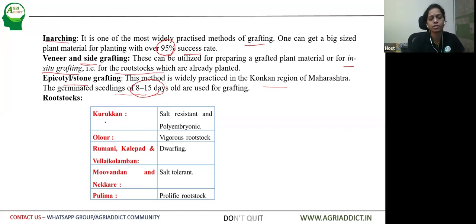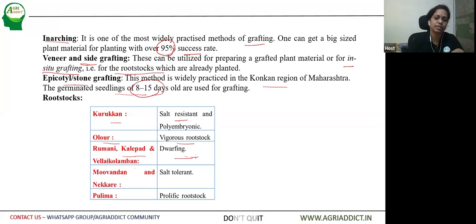And then the rootstocks. Earlier we have mentioned the different species used as rootstocks. Now we'll see the different varieties like Kurukkan, which is salt resistant and polyembryonic. Then Olour, a vigorous rootstock. Then Rumani, Kalipad, and Vellaikolamban are the dwarfing rootstocks. So if scion is grafted on these rootstocks, they will not allow the plant or the tree to grow too vigorous or to too much height.